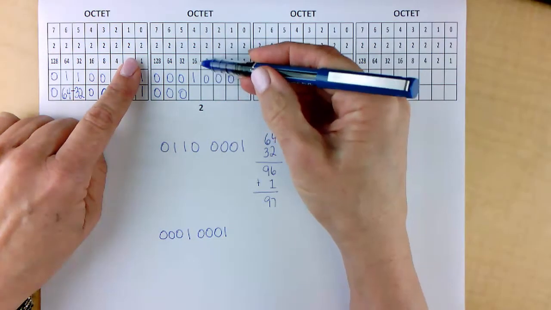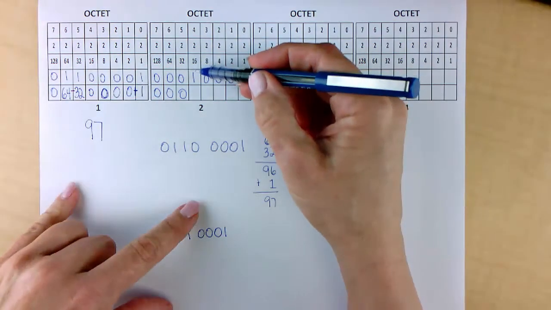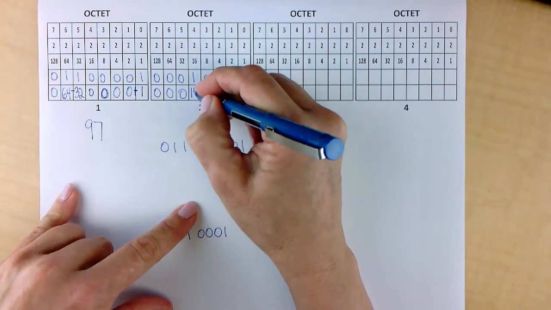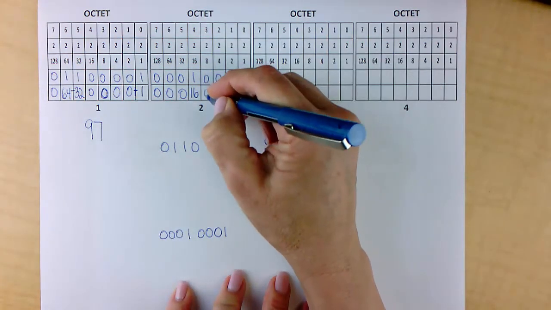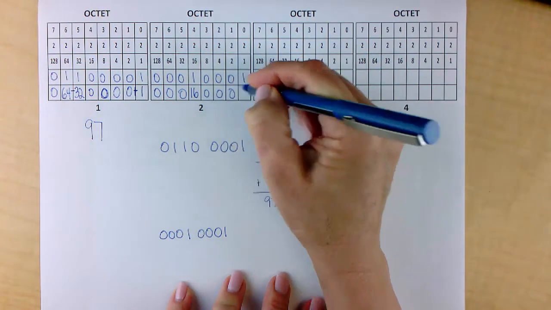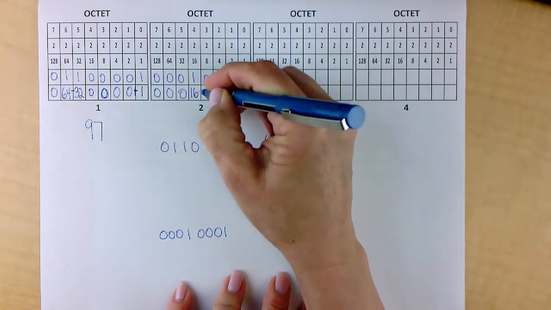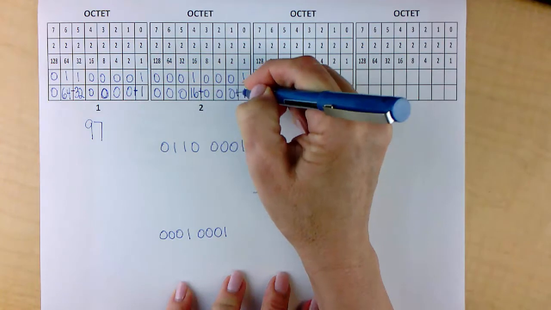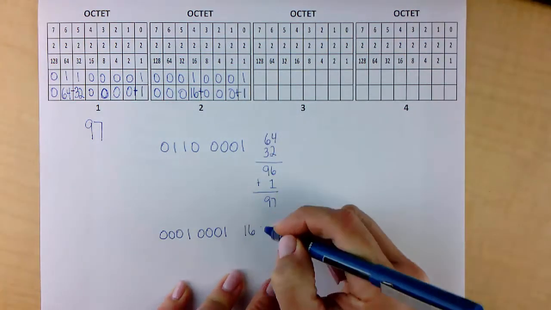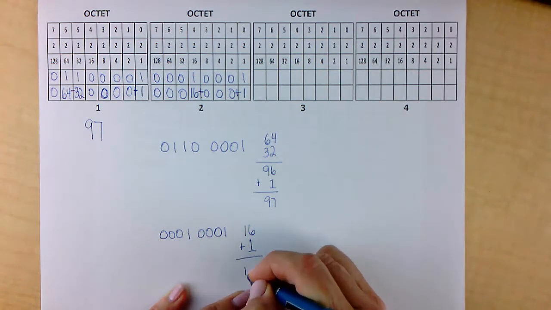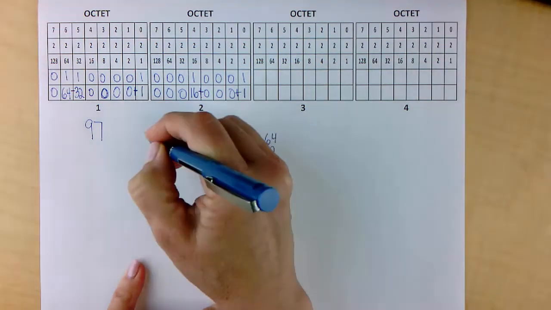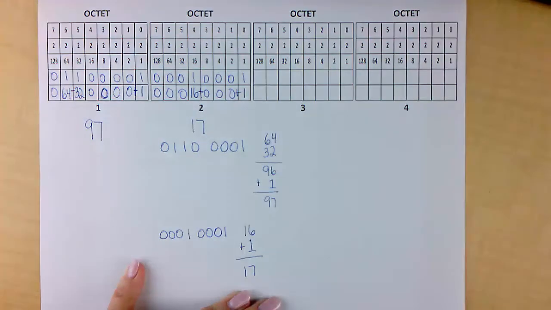The 16 positional value is on, so I know that's going to be part of my decimal equivalent. 8, 4, and 2 are off, so we'll leave those off, but the number 1 is on. So now I just need to add 16 plus 1. I have 17. So now I've got a 17 right there.